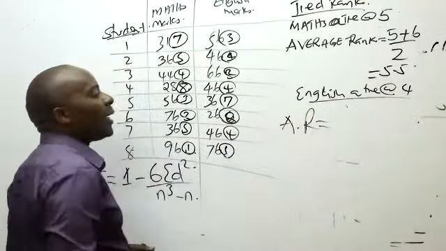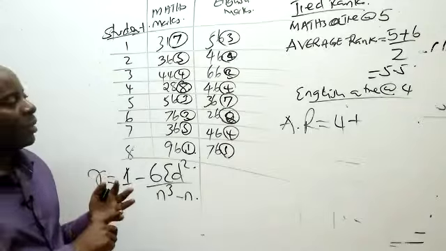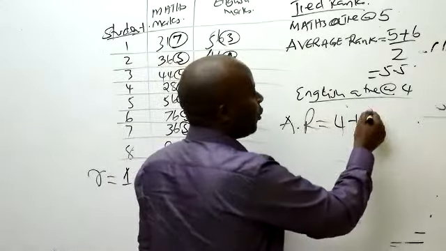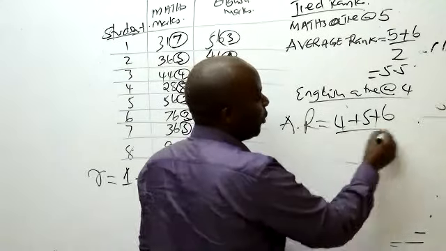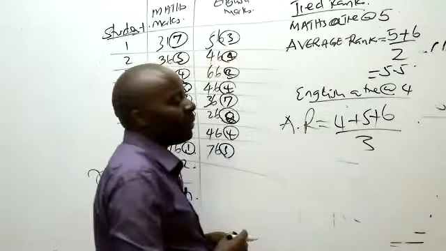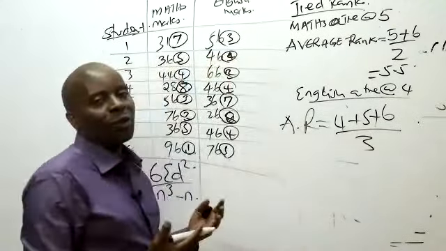Plus, of course, these are 3 students. If there was to be a slight discrepancy between their marks, one of them would have taken the 5th position, the other would have taken the 6th position. So 4 plus 5 plus 6. And then you divide this by 3, because now there are 3 students.